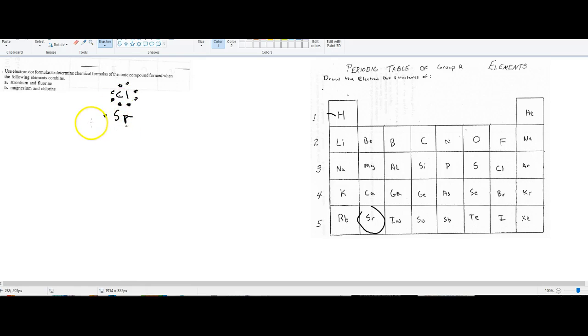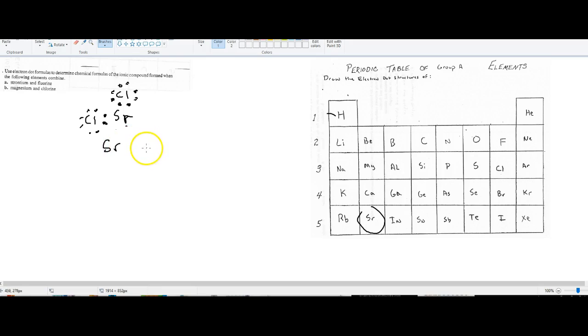So what's next? I put a chlorine over here. 1, 2, 3, 4, 5, 6, and then here's 7. Chlorine's got a full shell. Strontium's lost everything, so it's got a full shell. So the formula is strontium.